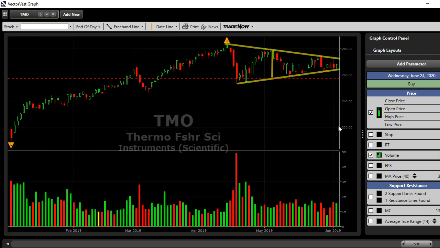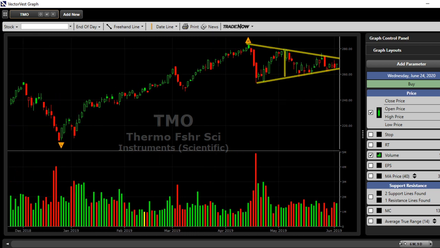Here we have TMO. A triangle can be a continuation pattern. It can also be a reversal pattern as well. There are three different types of triangles. There's a symmetrical triangle, similar to the one that we're looking at here. There's also ascending triangles and descending triangles. Both, oddly enough, can be either reversal patterns or continuation patterns. It just depends on where the stock breaks out or down after the triangle comes to fruition.